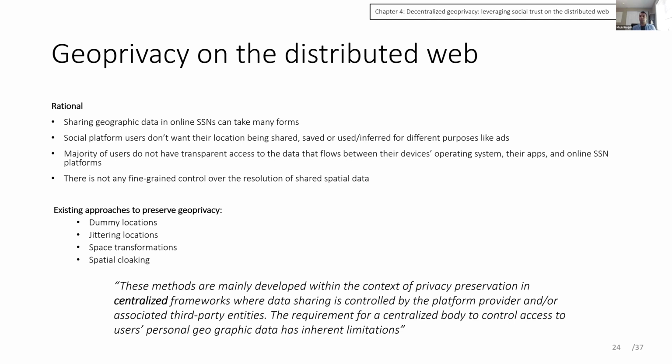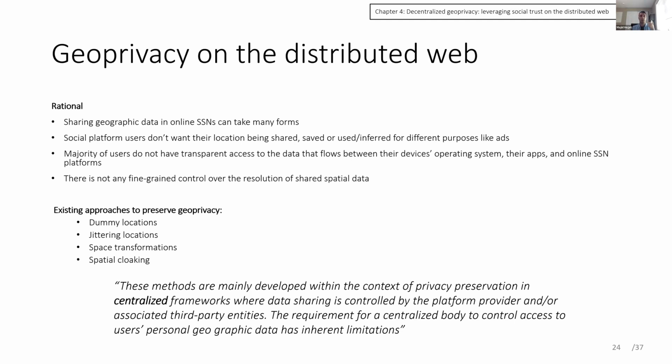If we look at the existing geoprivacy models, we have dummy location, jittering location, space transformation, and space clubbing, and there are other groups as well. However, all of these existing models need a centralized entity to hold the data. We send data there, and that central entity transforms the data, for example, if it wants to use space transformation, it transfers the entire data into another system and returns that. So we need to share our data with that entity, and that entity applies the geoprivacy model on it. We don't want to do that.